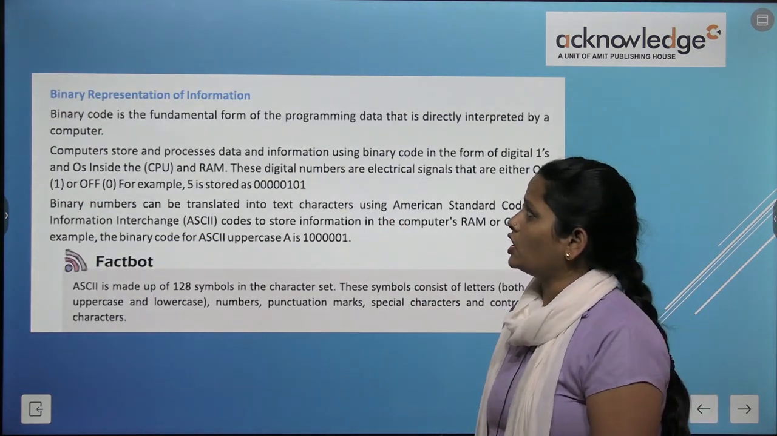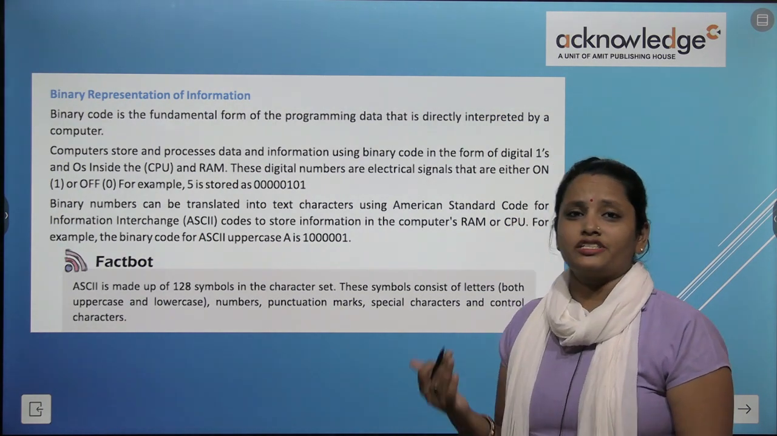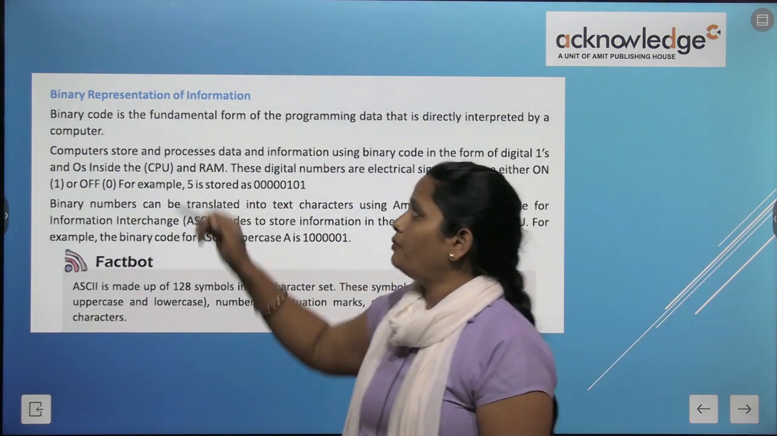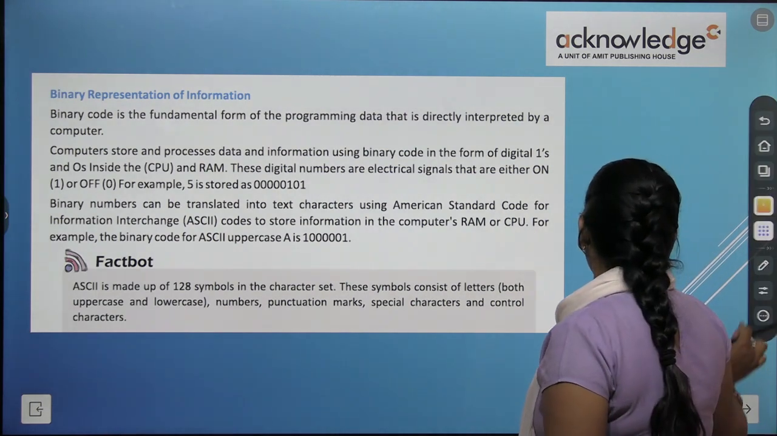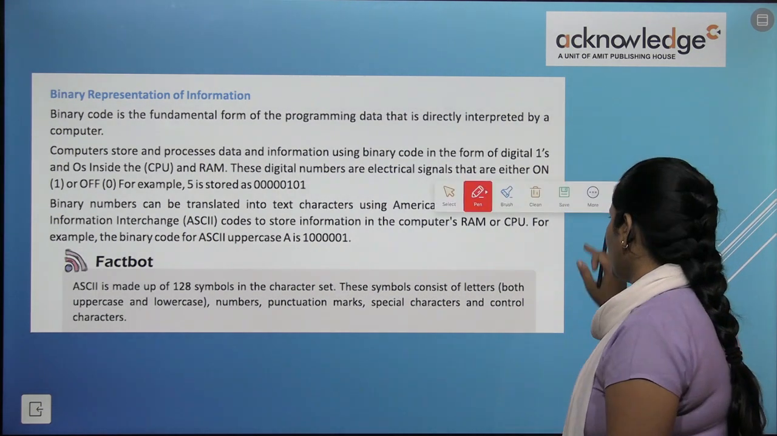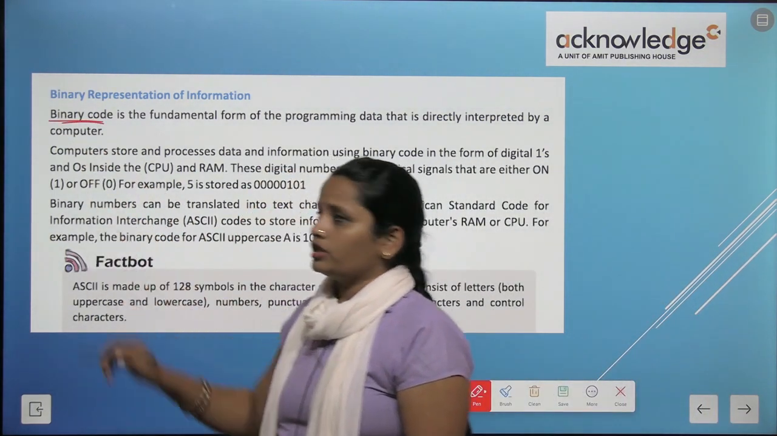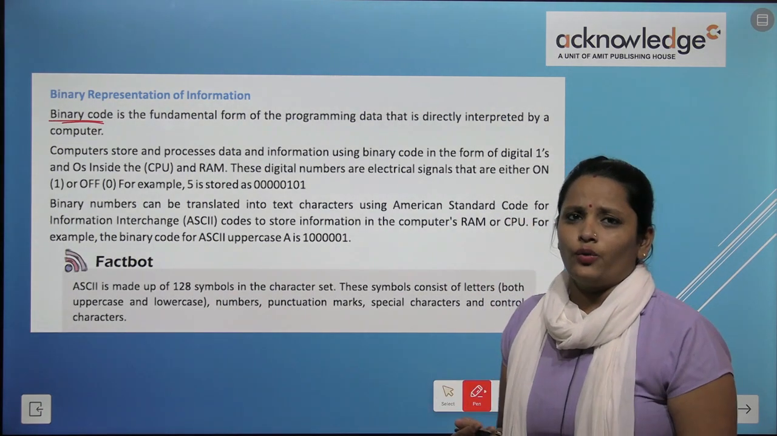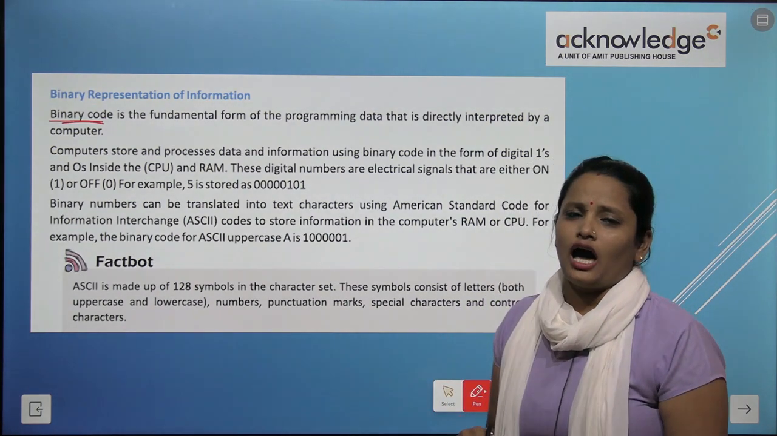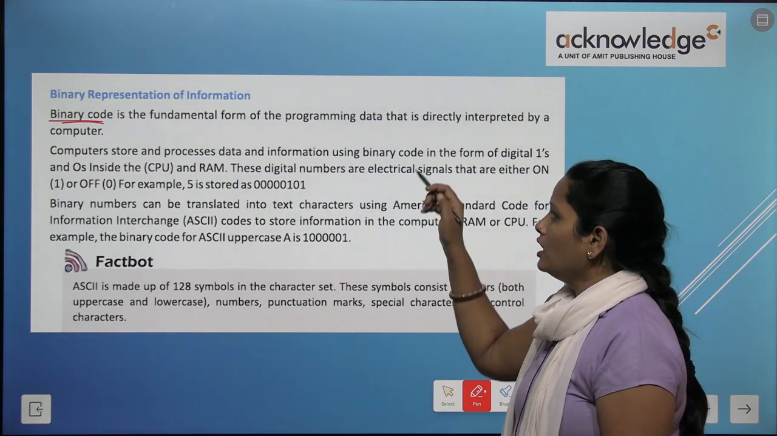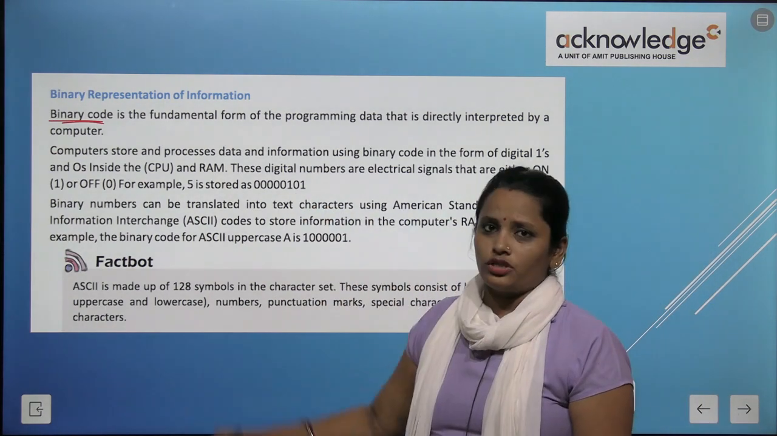Binary representation of information. How do we represent whatever information there is in binary form? Let's read that. Binary code is a fundamental form of programming data. So to program whatever data there is, we use binary code. You must know that a computer does not understand our language, it understands only machine language. So machine language, this is our binary code. It is a fundamental form of programming data that is directly interpreted by the computer.